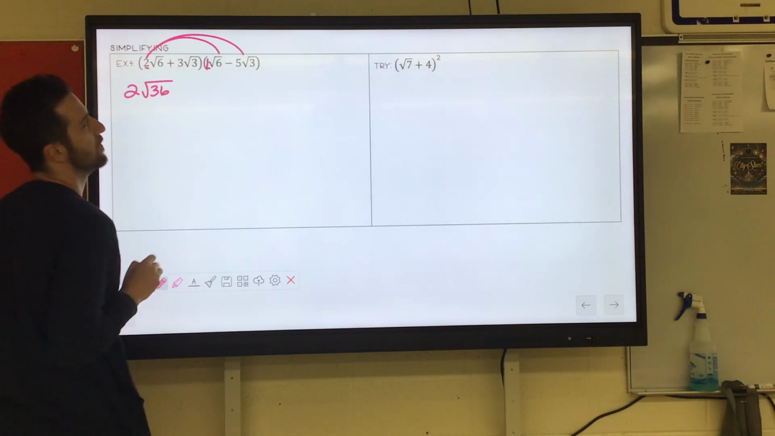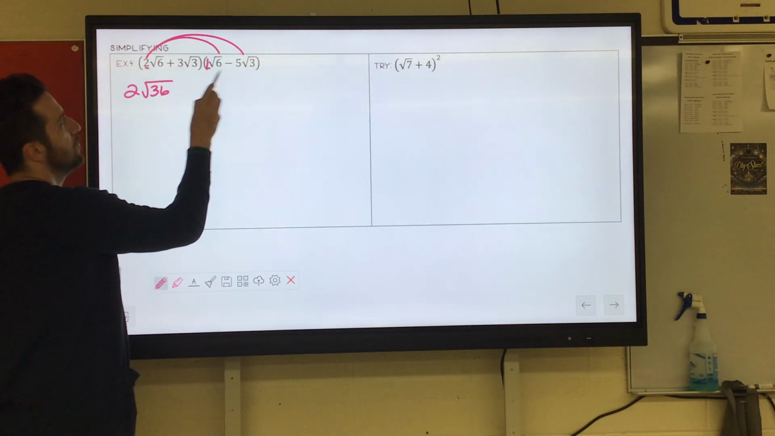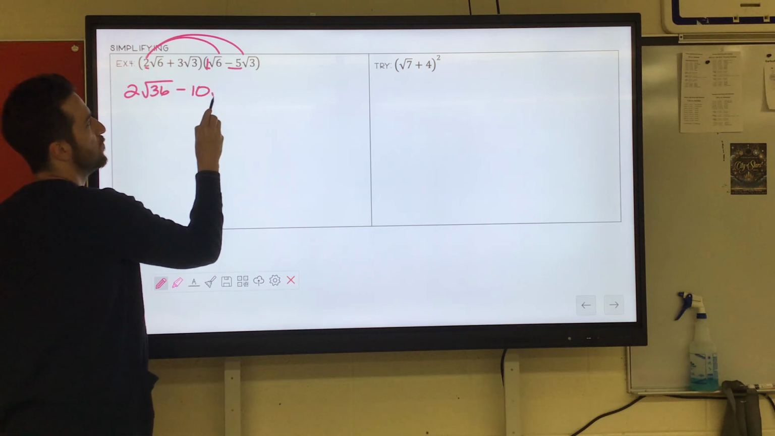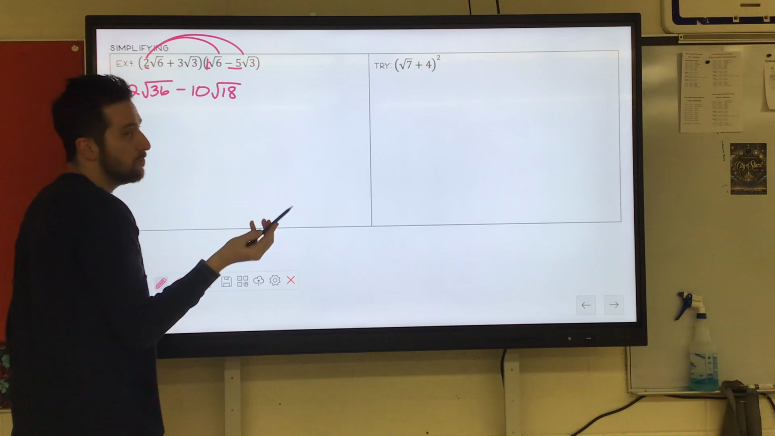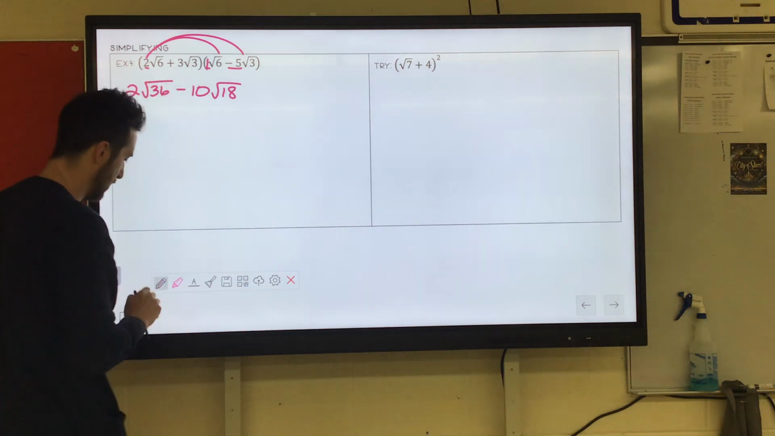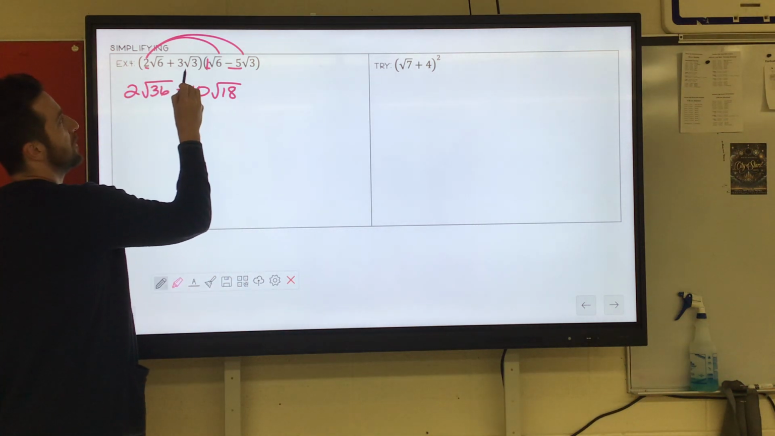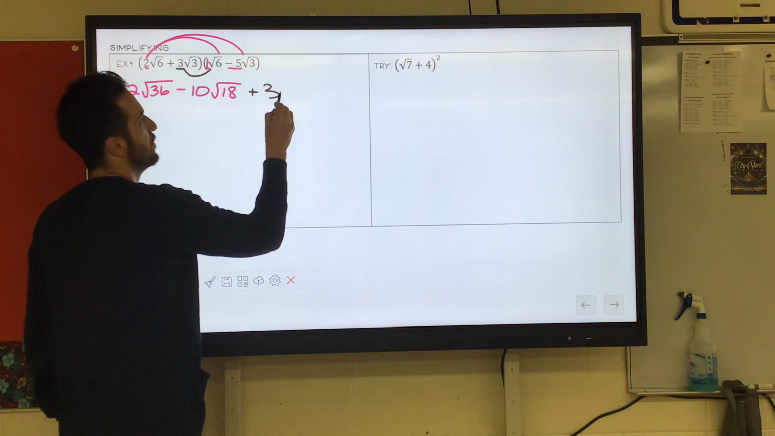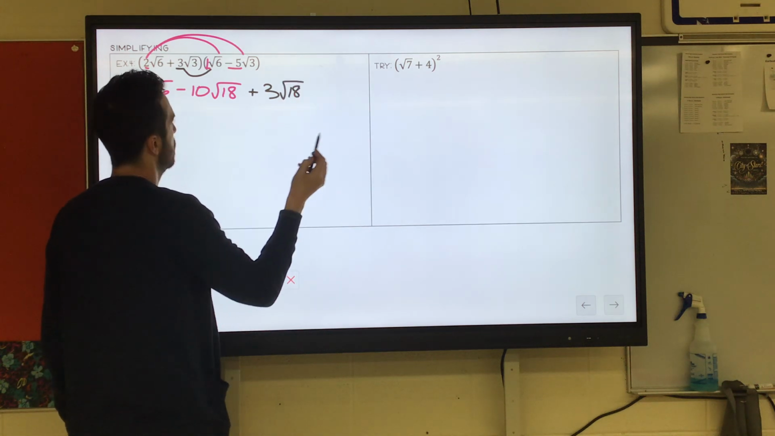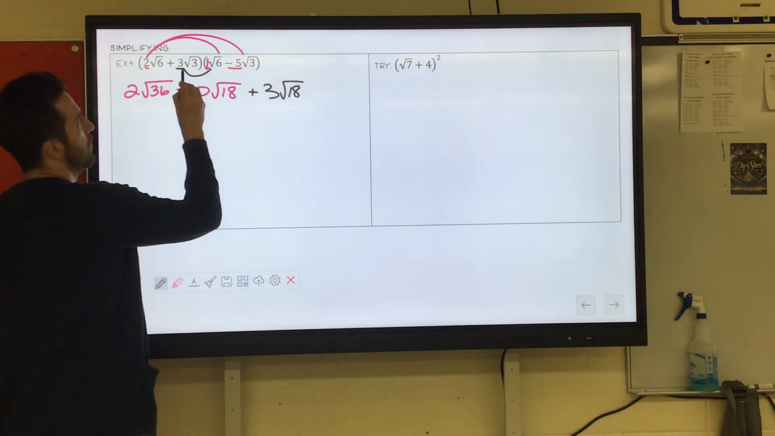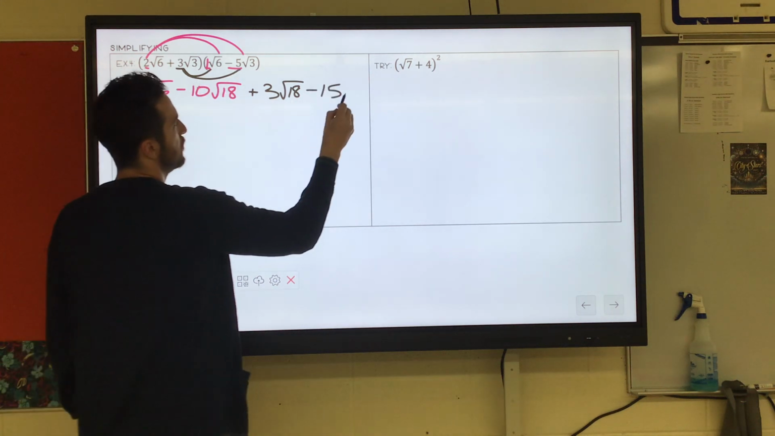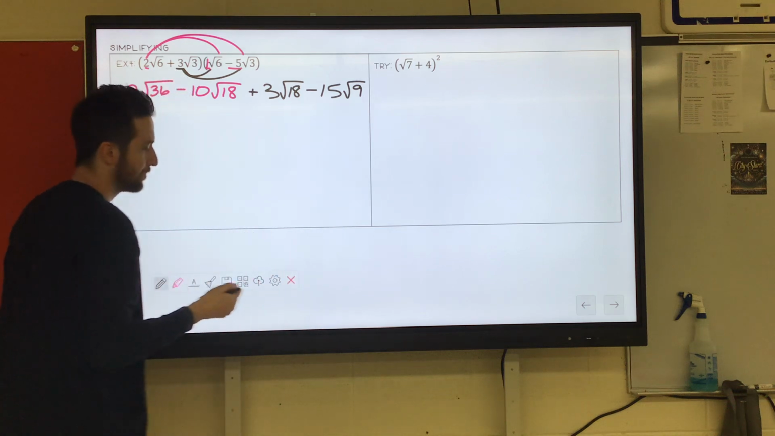2 root 6 times negative 5 root 3. Well, 2 times negative 5 is negative 10. Root 6 times root 3 is root 18. There might be some perfect squares to mess with there. Now we got to do the inside. 3 root 3 times 1 root 6. 3 times 1 is 3. Root 3 times root 6 is root 18. Great. Last one. 3 times negative 5 is negative 15. Root 3 times root 3 is root 9.